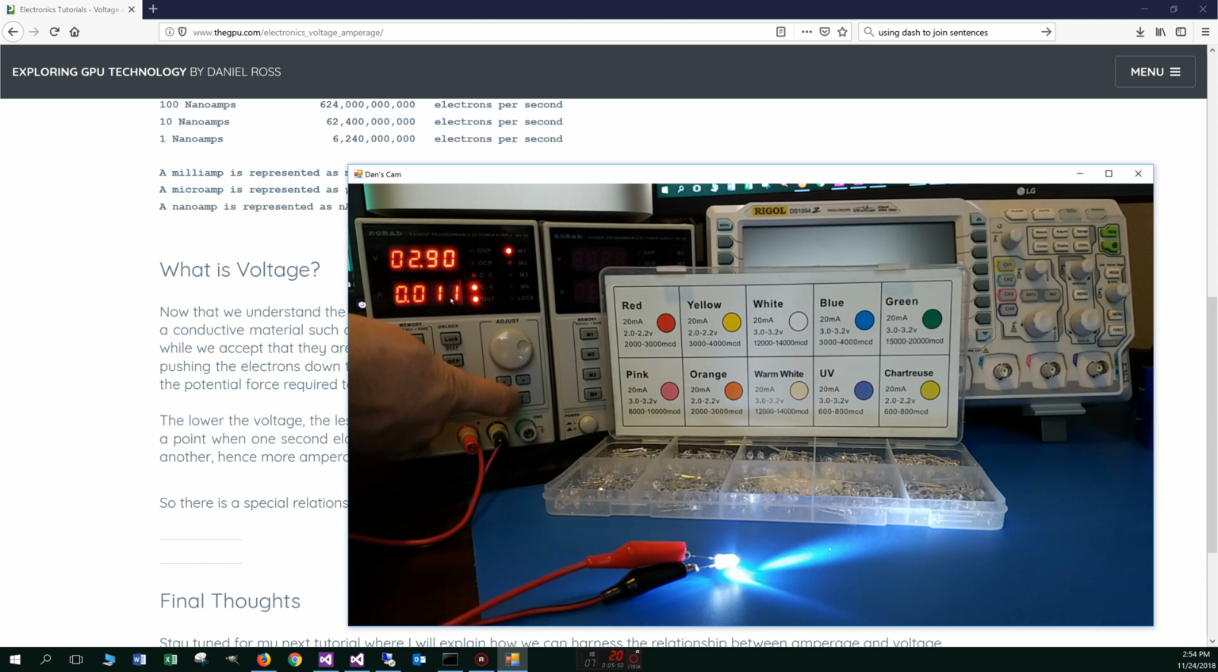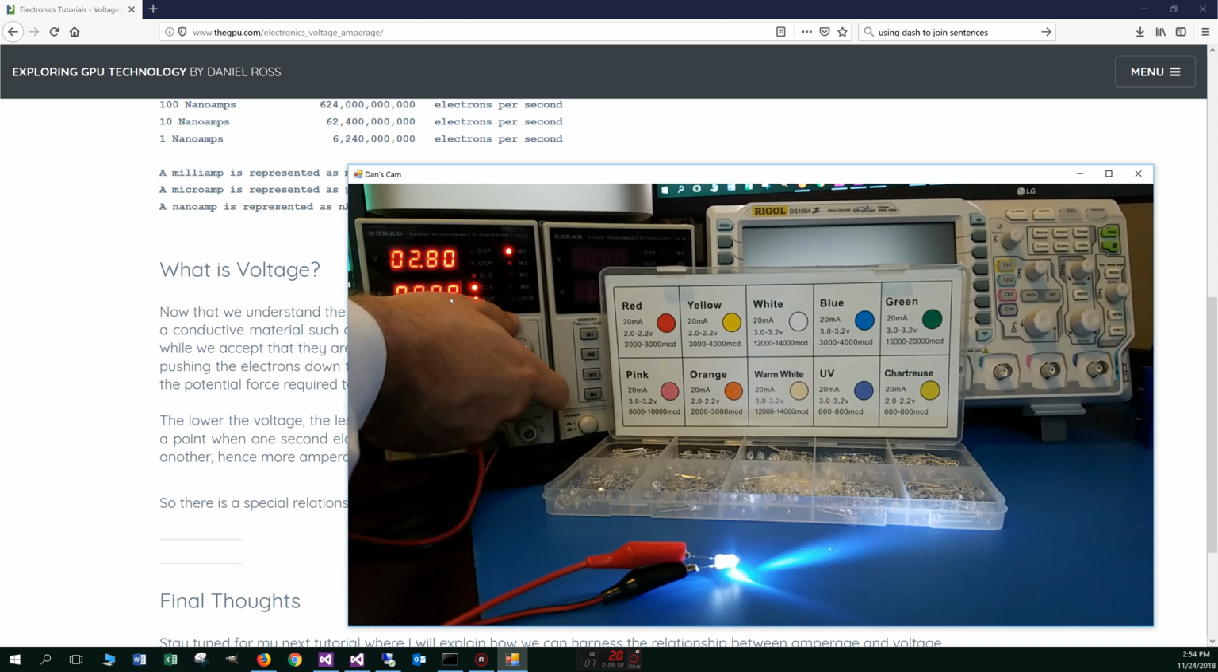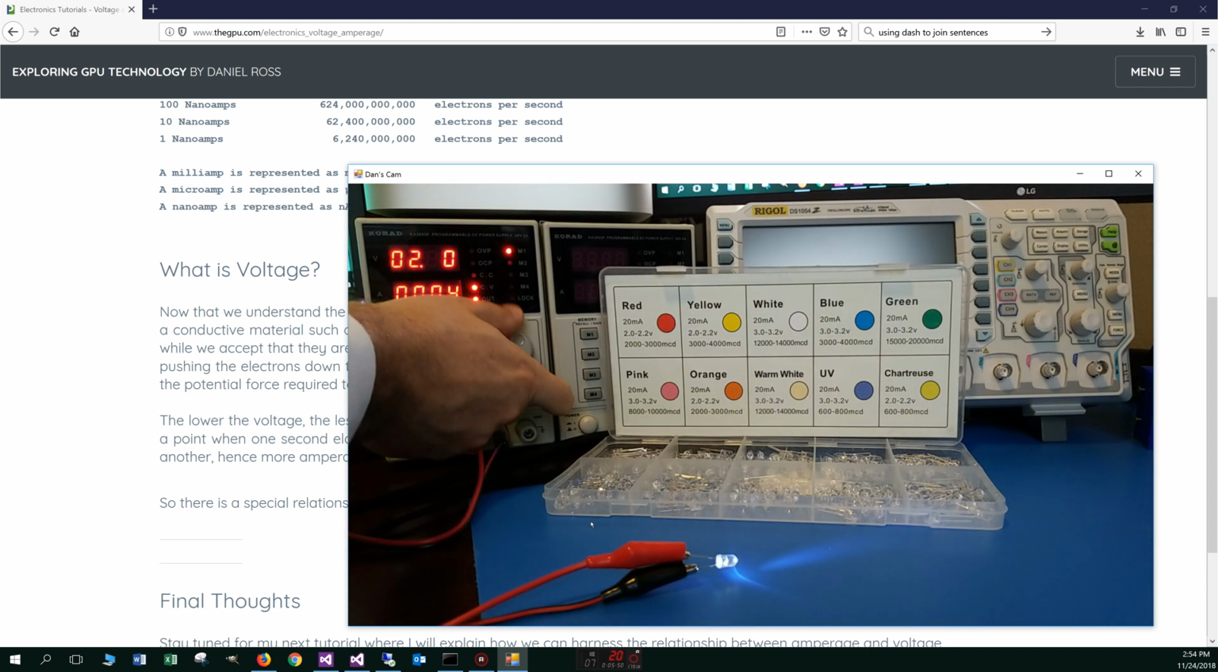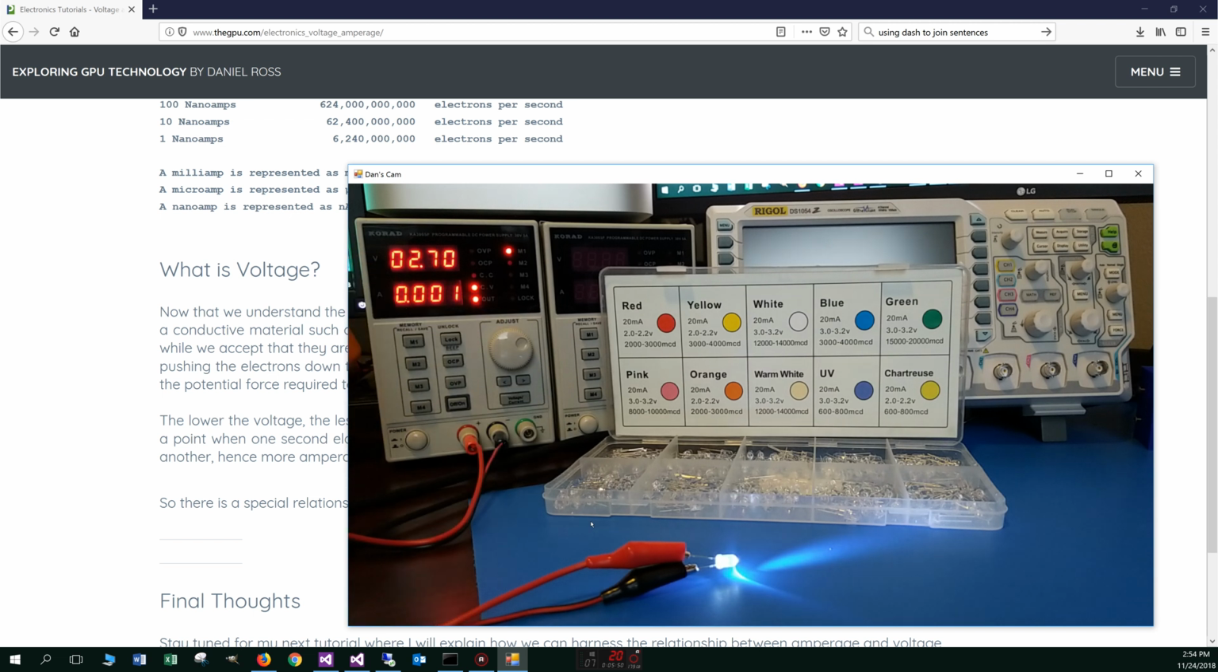If I turn this voltage down a little bit more to 2.8, right? Now 2.8 volts is that potential force. I only have enough force at that point in time to push 4 milliamps across here, okay? And if I crank that down to 2.7, right?